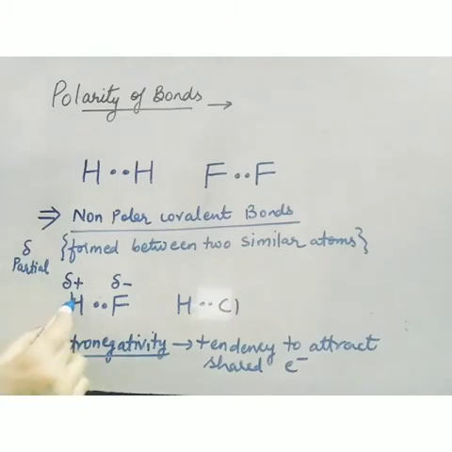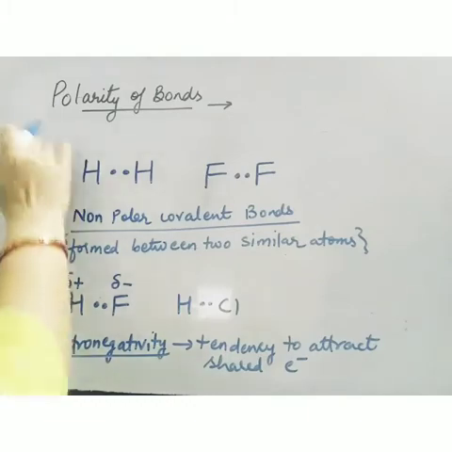So it will acquire partial positive charge, and it will acquire partial negative charge. Now two charges are developed in a molecule, positive as well as negative. And these two charges are equal, because whatever positive charge is there, that much negative charge is present. When the molecule has two charges, positive and negative, separated by a distance, that molecule is known as a dipole.